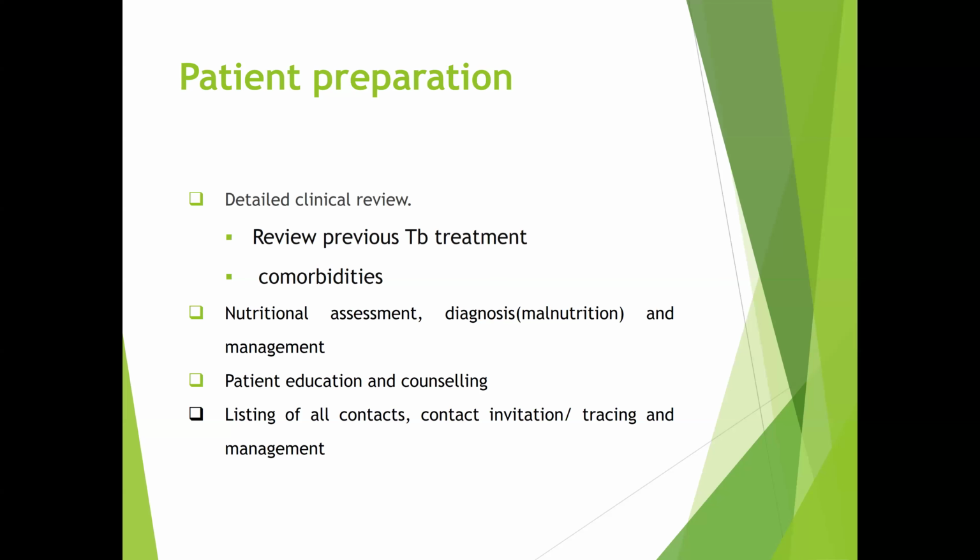After the patient has been diagnosed with TB, we need to still take a detailed clinical review. We ask about the previous history of TB treatment. This patient might have taken treatment, defaulted, and they are now coming back as new patients. So we need to find out, have they ever taken anti-TBs before? We also need to find out the other comorbidities that the patient may be having. This patient could be having other illnesses that are even immunosuppressive, like diabetes. So we need also to manage the comorbidities as we manage the TB.